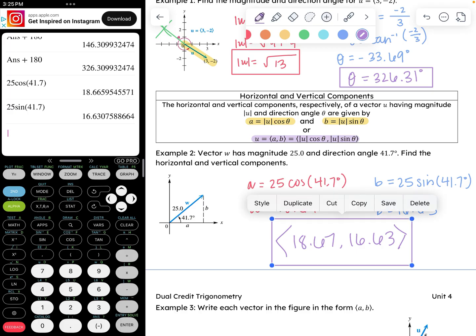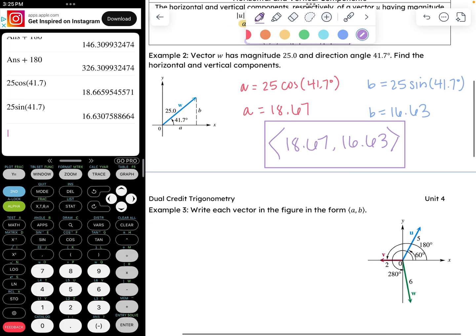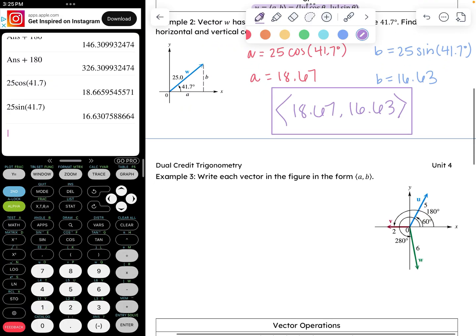So we're going to do the same thing for example 3, but now we have 3 of them that we're going to find. So if we're looking at this picture, we've got to make sure we are deciphering which angle matches with which vector. And so that's where you've got to use some common sense here. If I'm looking at angle 60 degrees, that is in quadrant 1, so that's going to match up with the vector in quadrant 1. So vector u is going to be the one that matches up with 60 degrees because they're both in quadrant 1.